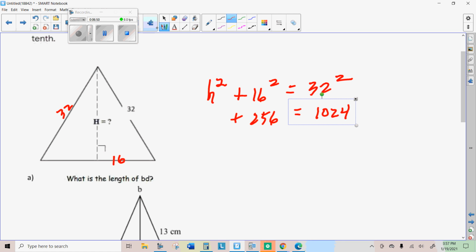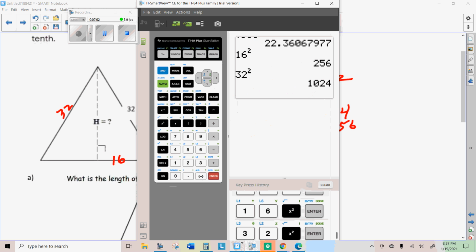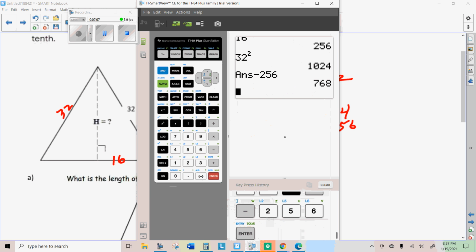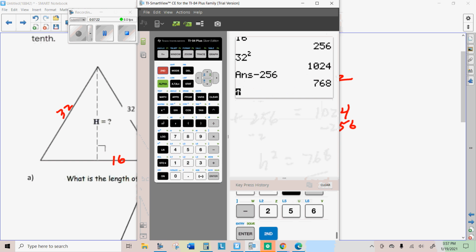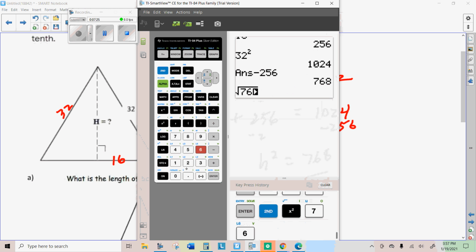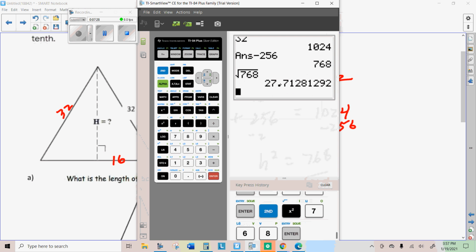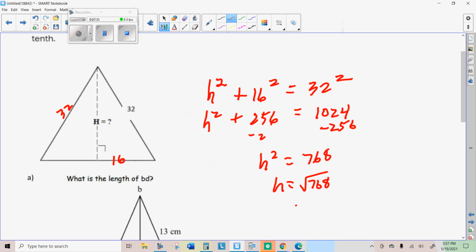And when we're doing this, we're going to have to backtrack, right? So we're going to subtract 256 from 1,024. I'll just subtract 256, and that gives me 768. So my h squared is 768. So we're going to do the square root of that to undo that. All right, so on my calculator, I'm going to do the square root of 768. And that's about 27.7 if I round to the nearest tenth.